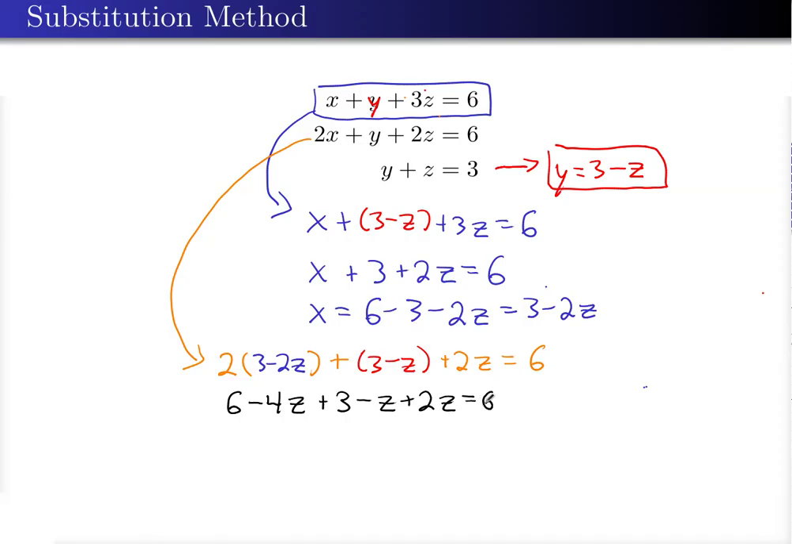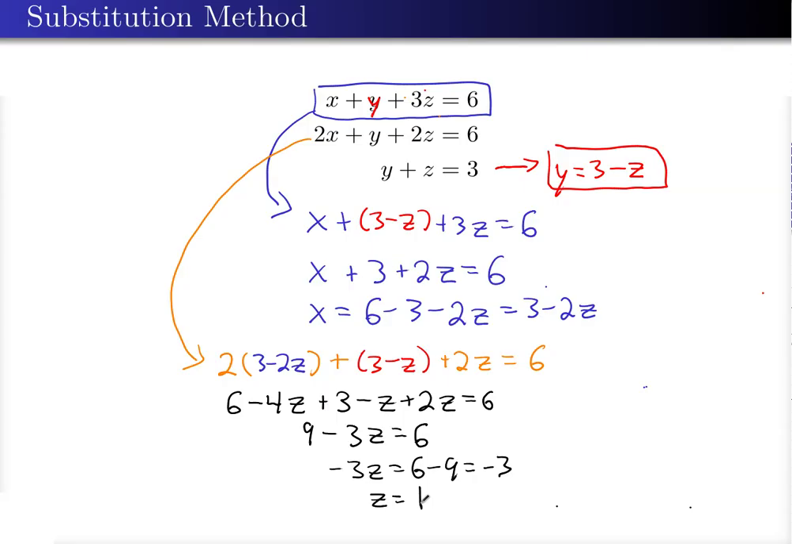Now let's group like terms. It appears that I have a 6 plus a 3. Those are going to combine up to give me a 9. I also have a minus 4z, a minus z, and a plus 2z. Those are going to combine up to give me a minus 3z. And this is equal to 6. So I could subtract 9 from both sides at this stage. If I did so, I'd have minus 3z is equal to 6 minus 9, or negative 3. And if I divided both sides by negative 3, I would find that z is equal to negative 3 divided by negative 3, which is equal to 1.